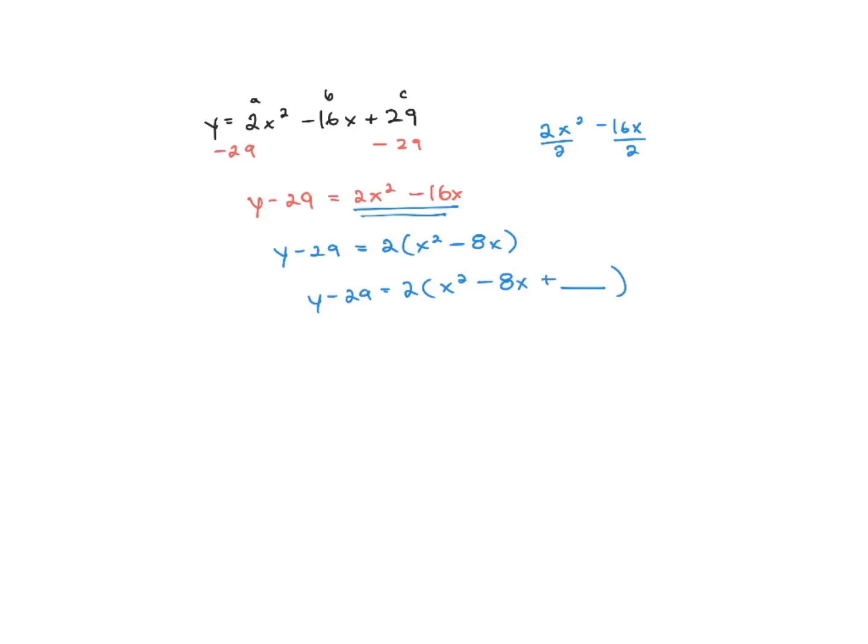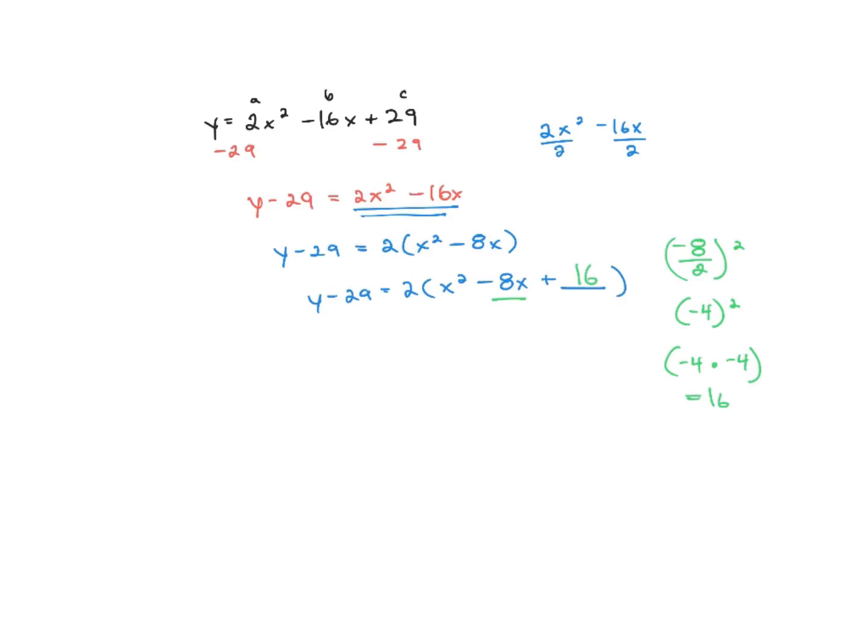Now this piece allows me to put in my perfect square here, which is my b, negative 8, divided by 2, squared, which is my negative 4, squared, which is negative 4 times negative 4, which is 16. So here I'm putting in my 16.